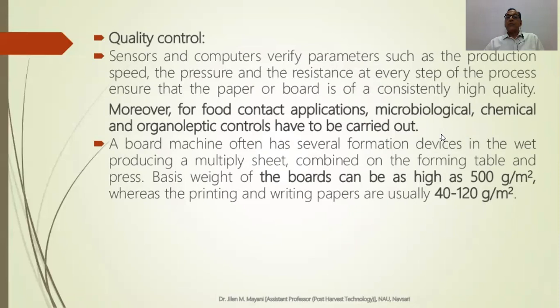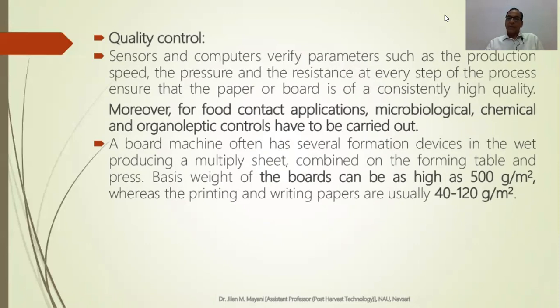For food contact applications, microbiological, chemical, and organoleptic controls have to be carried out. If I am making paper for packaging of food, then I have to take care that it should not be contaminated. GMP practices must be in place, personal hygiene practices must be in place. I have to take care of all kinds of microbiological, chemical, and organoleptic controls which are to be applied.